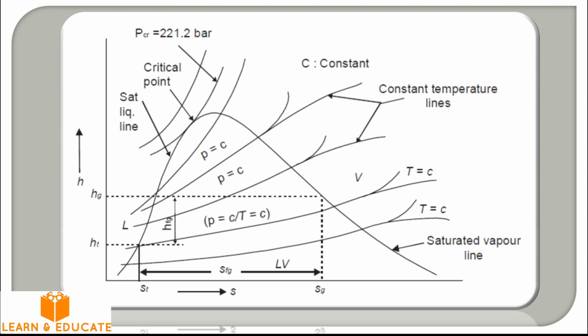So both of the values, whatever you are getting from the steam table or from the Mollier diagram, for the given pressure and temperature would be the same. There won't be any difference.